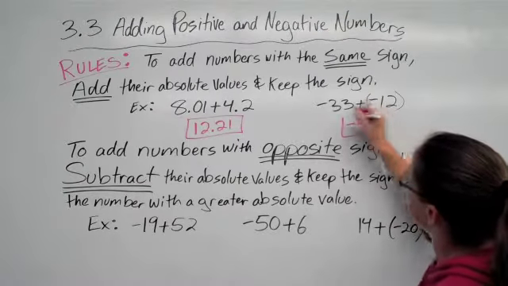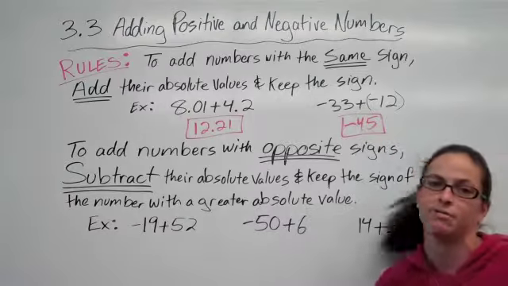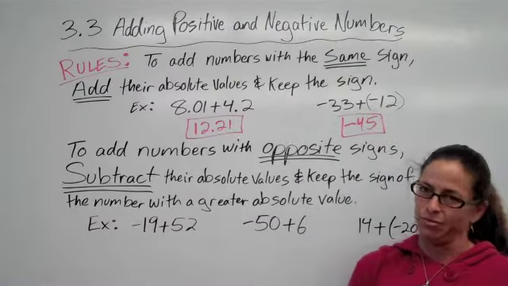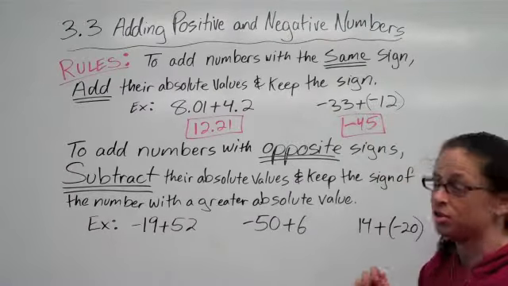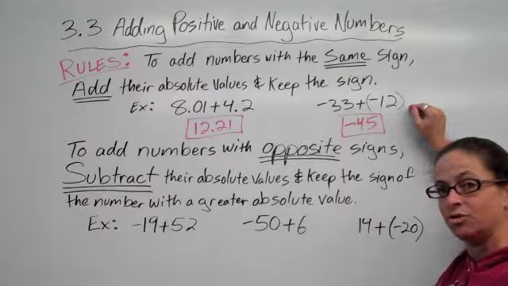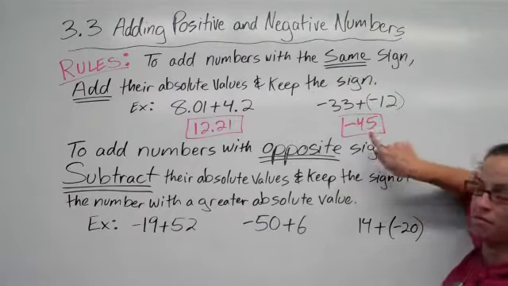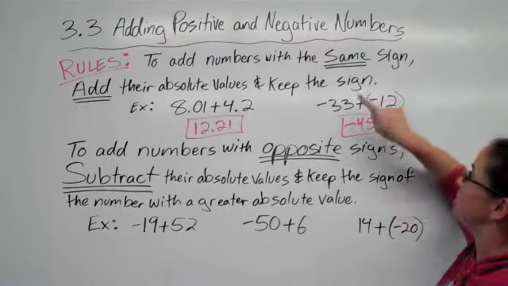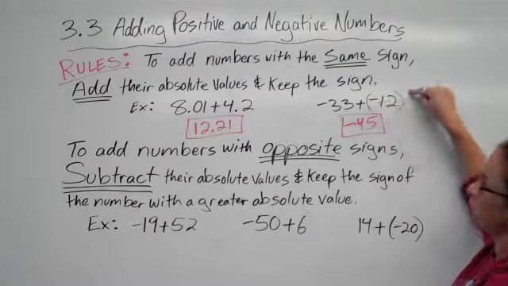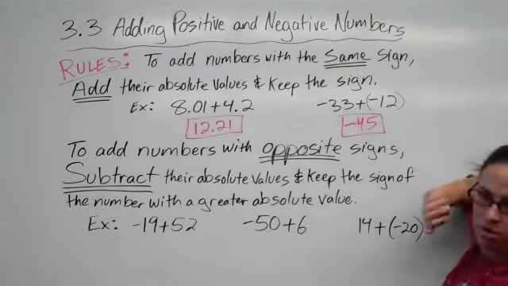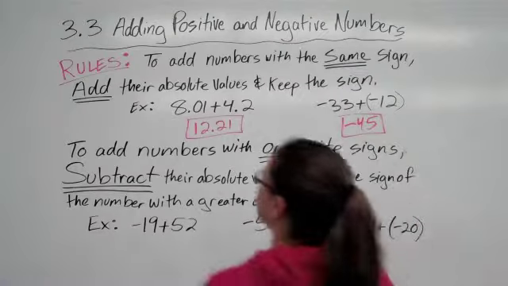Now let's think about why this is true. Why is this a negative 45? I always love the football analogy. You have a 33-yard loss and you have a negative 12-yard loss. Well, what do you have? You have a negative 45-yard loss. The temperature drops 33 degrees and it drops another 12 degrees. You've dropped 45 degrees.